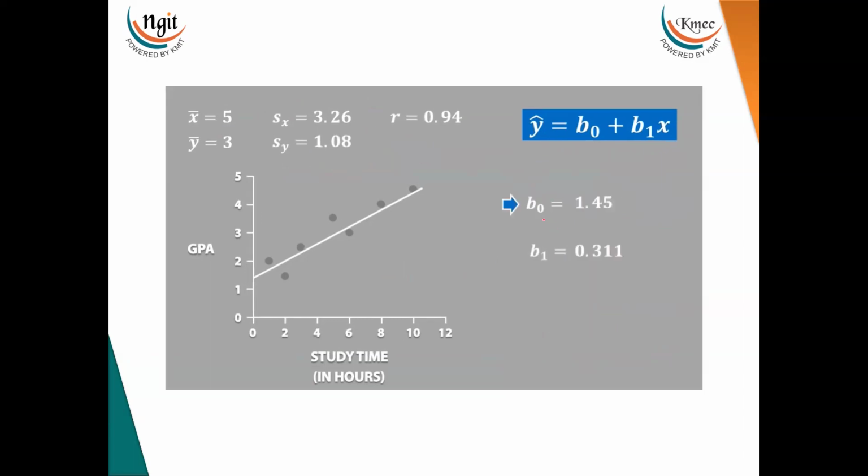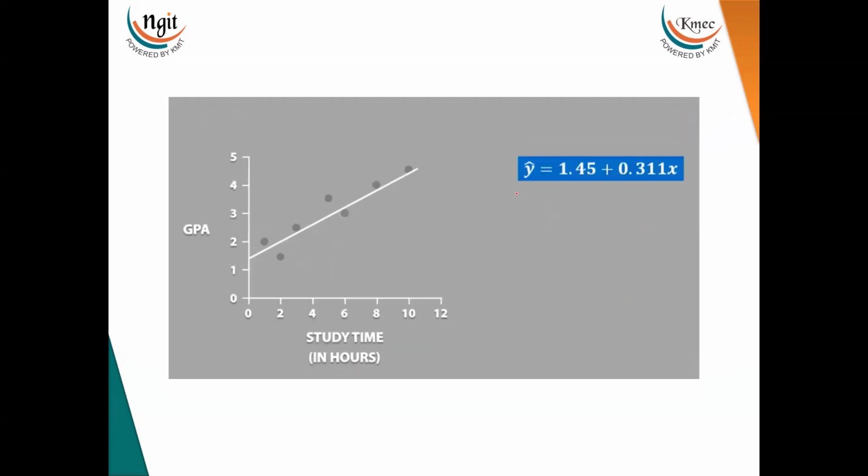We are going to get b naught and b1. Substitute these values, you will get b naught as 1.45, or if you calculate, these values may vary a little bit, 1.44, and b1, when I calculated, I got it as 0.312. A little bit of variation will be there after decimal points. Okay, let it be. This is how we are going to find out the b naught and b1 values.